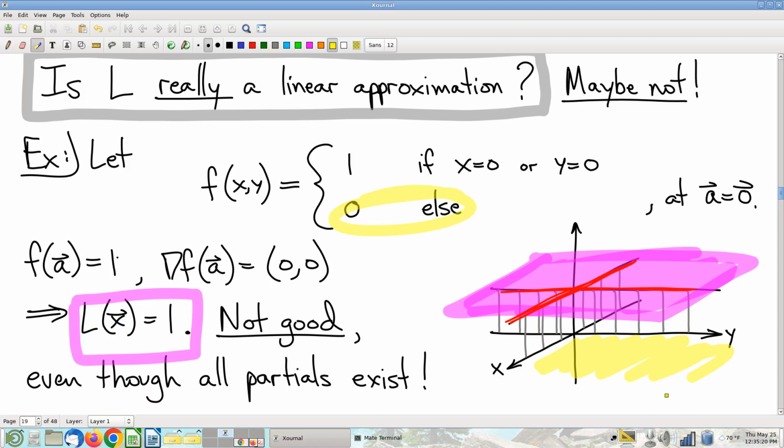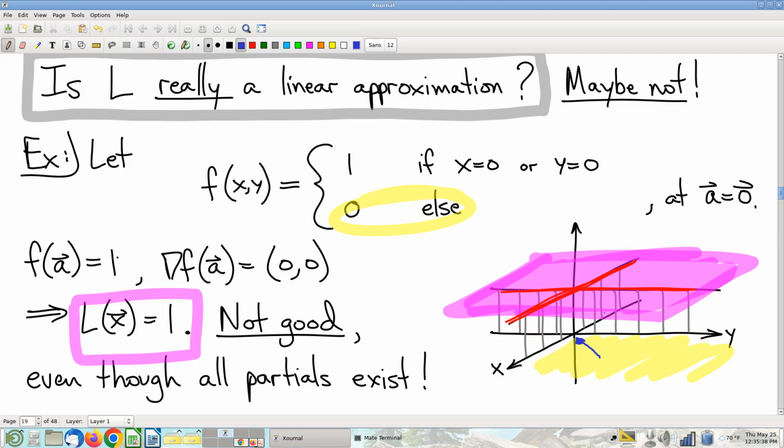If you're looking at a point down here in the domain, let's say right there, and you imagine that you're proceeding toward the origin, the value of the function is 0 the whole way toward the origin.